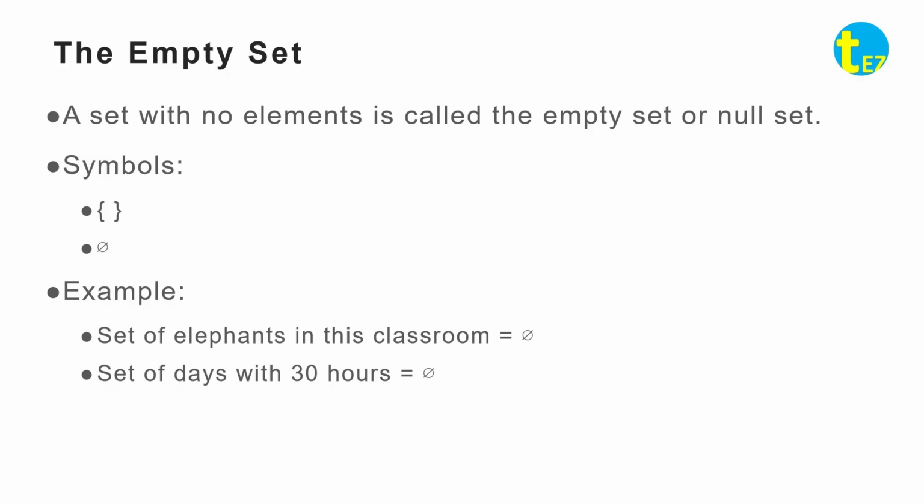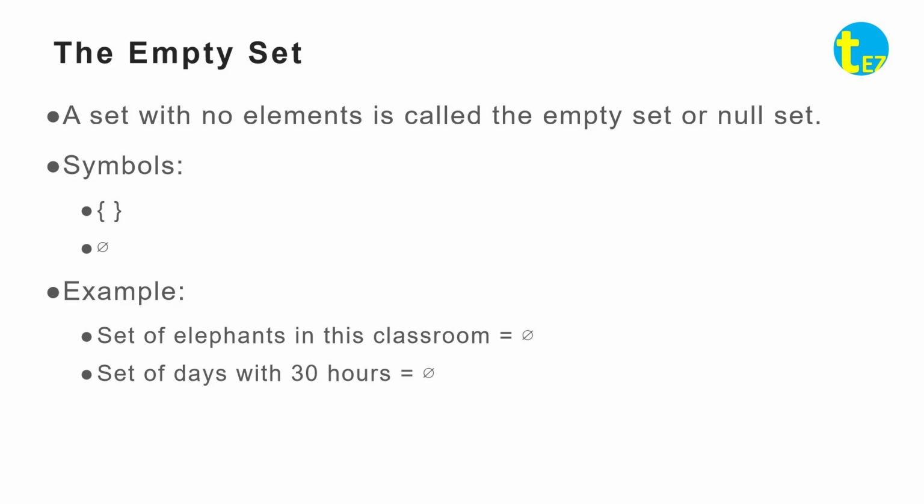So let me give you some examples of the empty set. Example 1: the set of elephants in this classroom. Unless there is an elephant I don't know about, this is an empty set. There is no elephant here. Second example: the set of days that have 30 hours. No, every day has only 24 hours. So there is no day with 30 hours. So the set is an empty set.